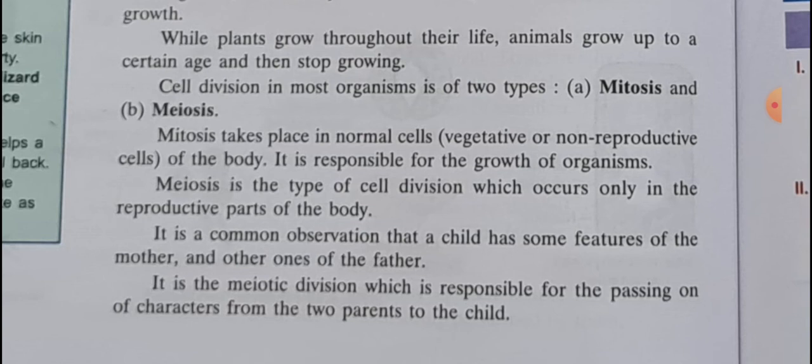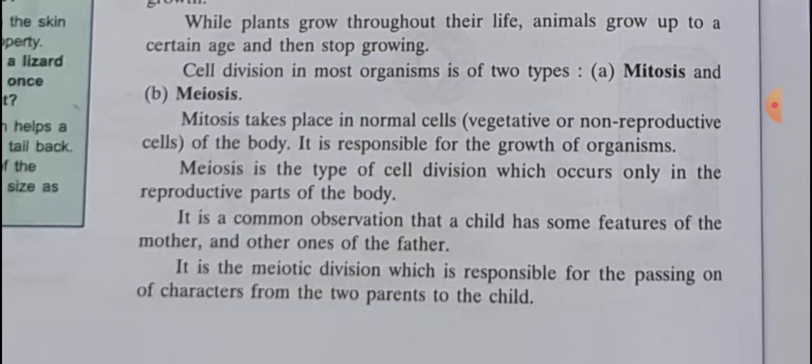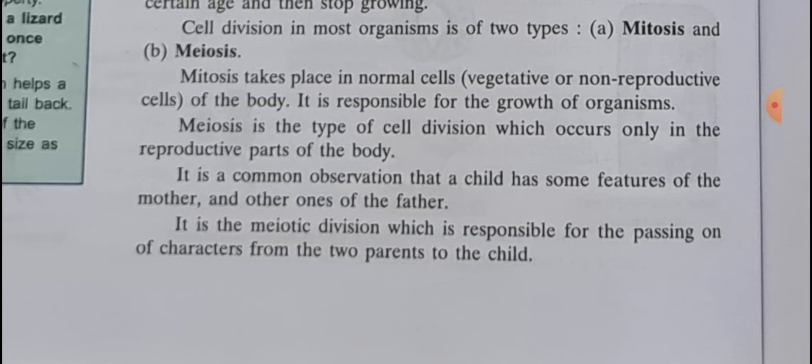Cell division in most organisms is of two types. The cell division is either mitosis or meiosis. Mitosis takes place in normal cells that are vegetative or non-reproductive cells of the body. It is responsible for the growth of organisms, whereas meiosis is the type of cell division which occurs only in the reproductive parts of the body.